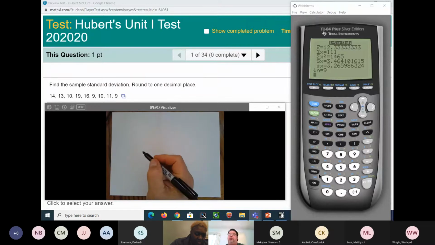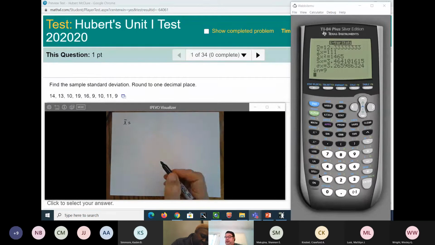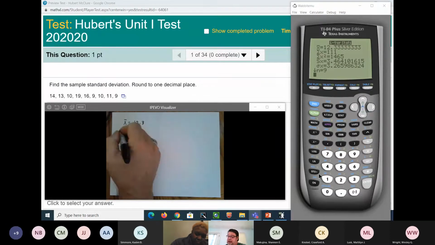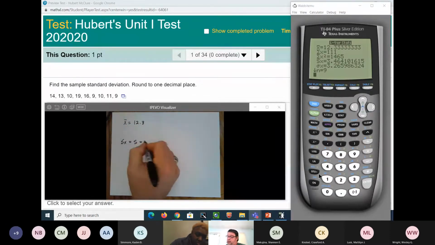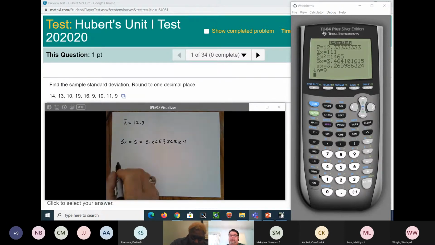All right, so I'm going to write down X bar. X bar is important because that's the mean, and that's going to be 12.3. And what else? Sx is the standard deviation, which is equal to 3.265986324. And then I'm going to write down the 5-number summary, which is just hit the arrow, go down.